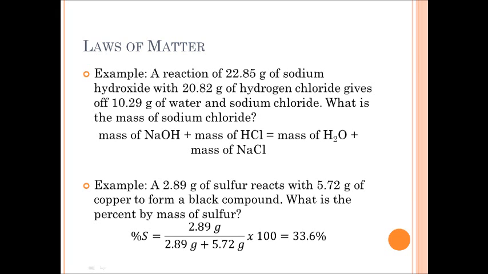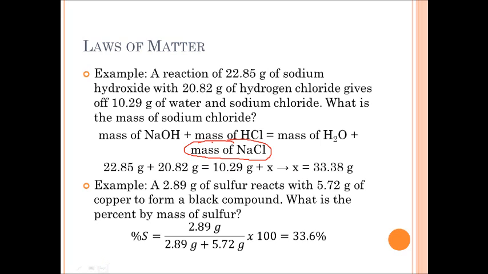which is our reactants, what we're starting with, and we're going to set that equal to the mass of the water plus the mass of the sodium chloride. And the mass of the sodium chloride is what we don't know. So in this case, that's what we're going to try to find. So we take 22.85 plus 20.82 equals 10.29 plus X.